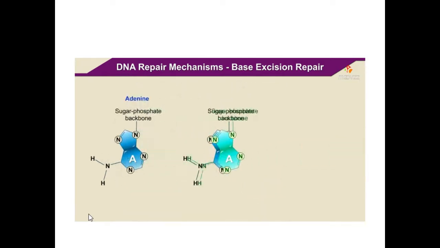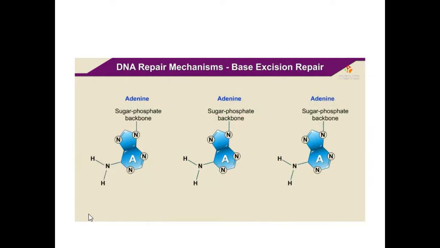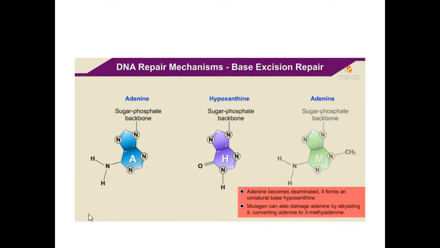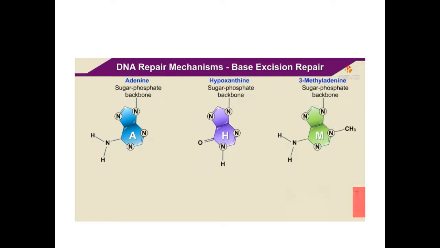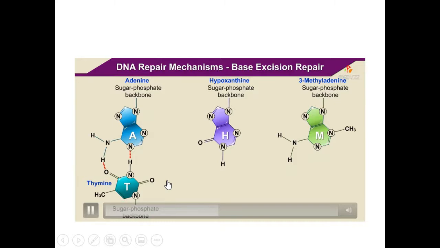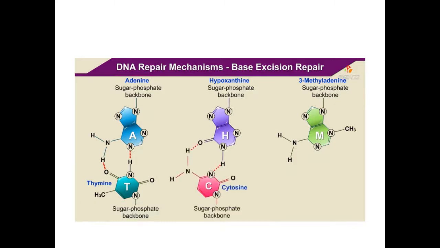A few other types of damage are also repaired by the base excision repair system. For example, when adenine becomes deaminated, it forms an unnatural base called hypoxanthine. A mutagen can also damage adenine by alkylating it, converting adenine to 3-methyladenine. Normally, adenine forms a base pair with thymine, but hypoxanthine in its place is mutagenic because it forms a base pair with cytosine.